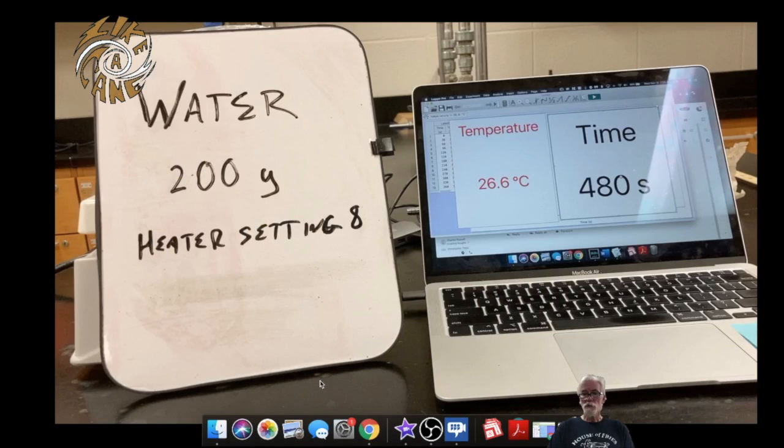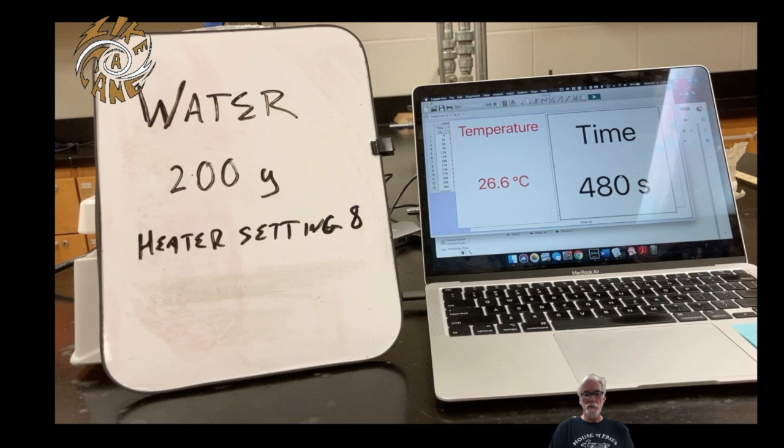So in this experiment, we have 200 grams of water on a hot plate, and the setting on this hot plate is an 8. That's going to turn out to be important because that's how we're going to, in a way, measure how much energy is being added to the water. Right now, the temperature is at 26 degrees. It's going to rise, and when it hits 30 degrees, we'll start our timer, and then we'll see what happens.